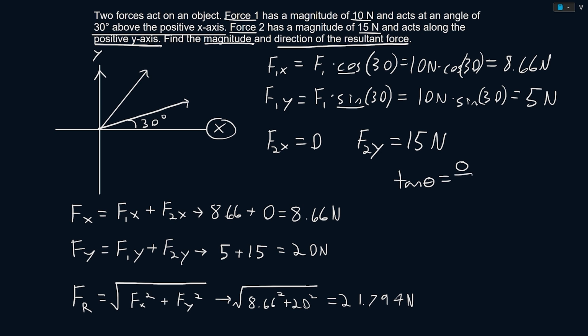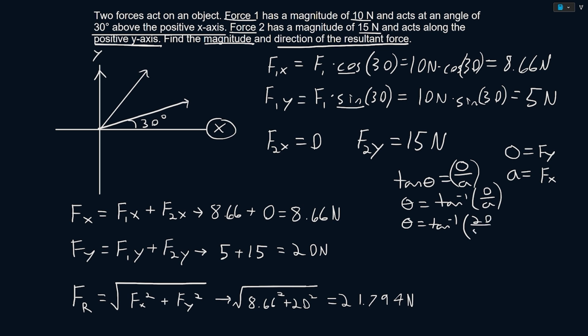Now to find the direction of the resultant force, we will use the trig function tangent of theta is equal to the opposite over adjacent legs. And theta is equal to the inverse tangent of the opposite and adjacent legs. The opposite leg will be equal to the y component of the resultant force, and the adjacent leg will be equal to the x component of the resultant force. Now we can plug in to find that theta is equal to the inverse tangent of 20 over 8.66.